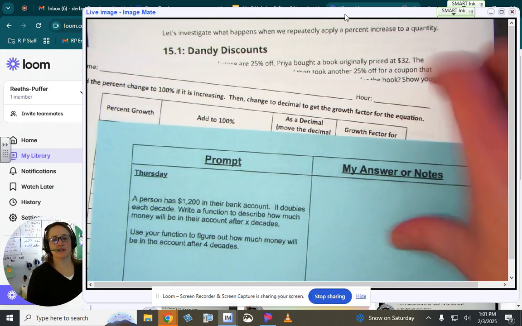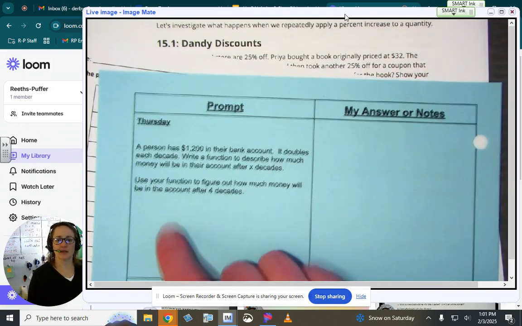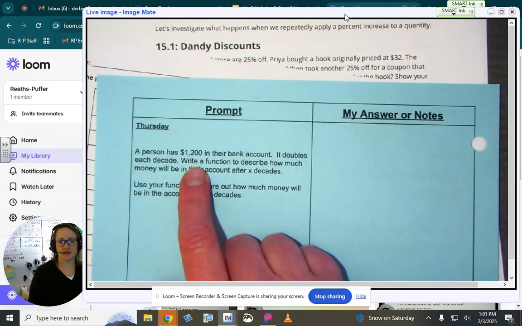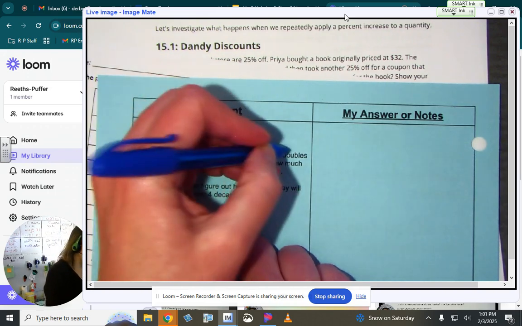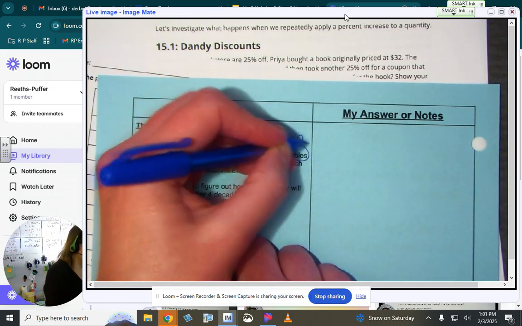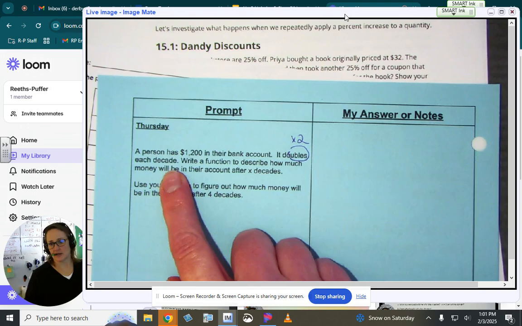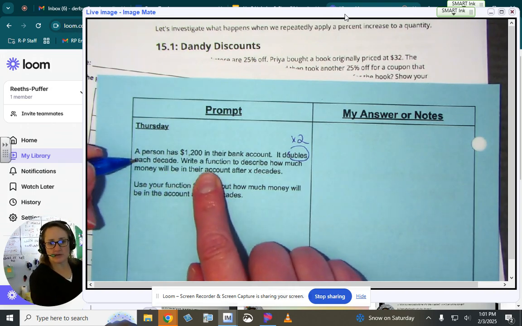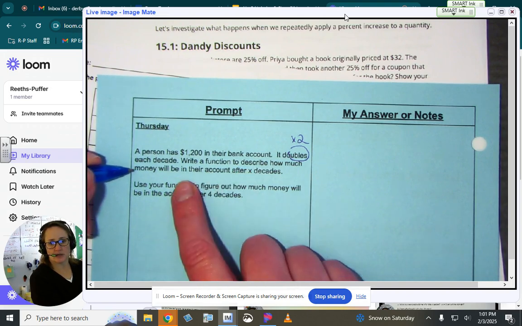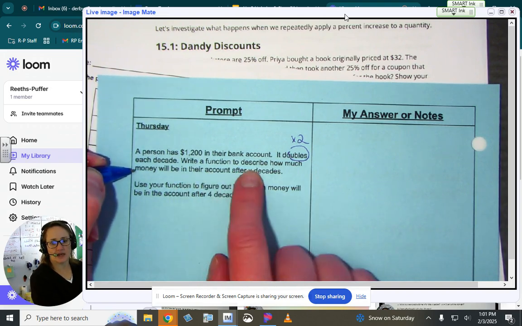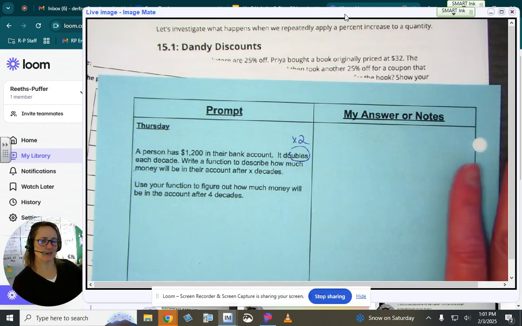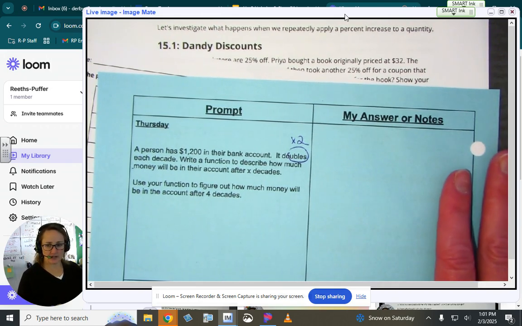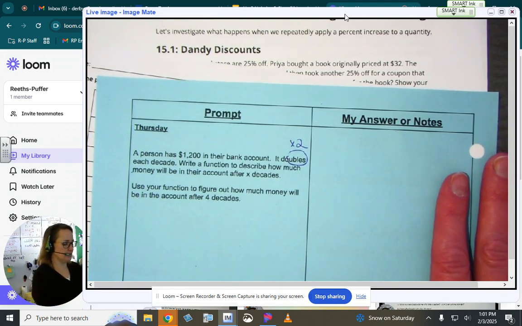Okay, let's read Thursday's prompt. A person has $1,200 in their bank account. It doubles, that means times 2, each decade. Now, a decade is 10 years, so that's just a good thing to know. Write a function to describe how much money will be in their bank account after X decades. This is something that we have done a couple times, writing an equation to model a situation.